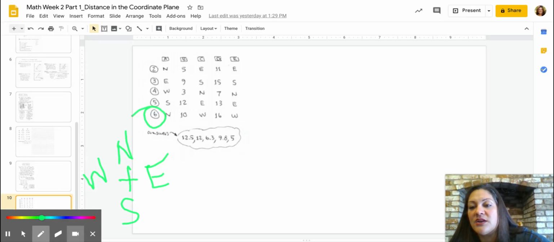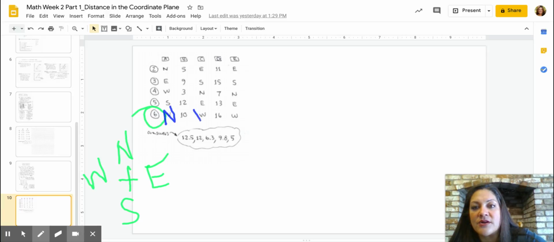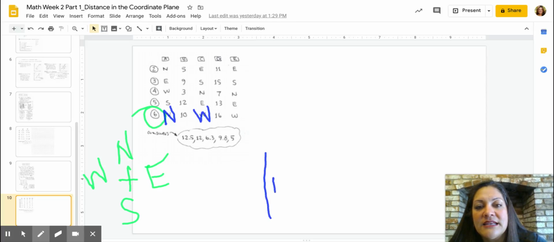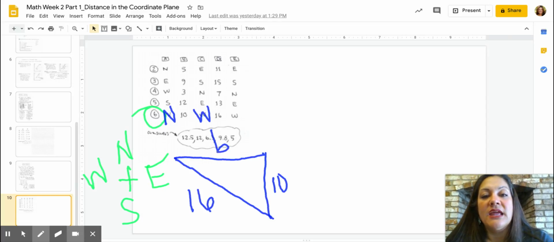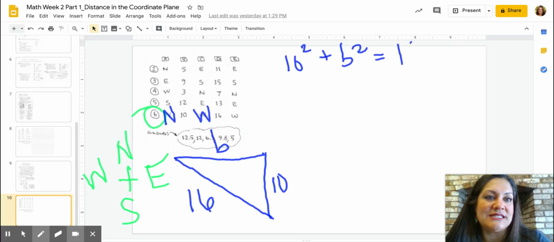We are going north. Let's see here, north. And then we are going west. Okay, so first I know west is to the left, so I'm going to come over here. We are going north for 10, and then going west, and then the ending distance is 16 from the beginning. Okay, and this will be our B. So A squared is going to be 10 squared plus B squared equals C squared, which is 16.